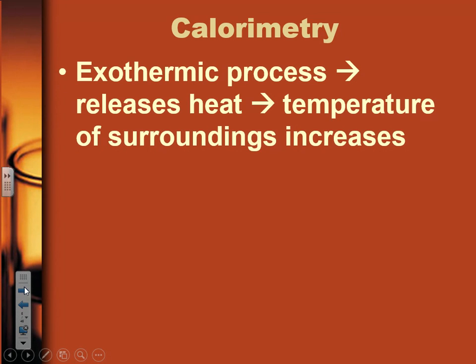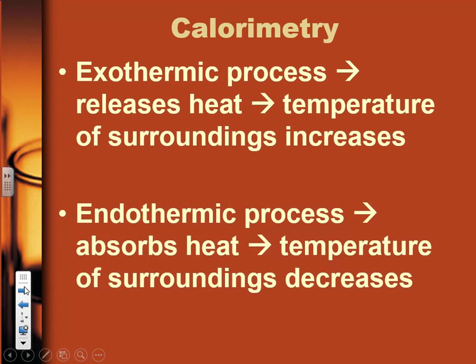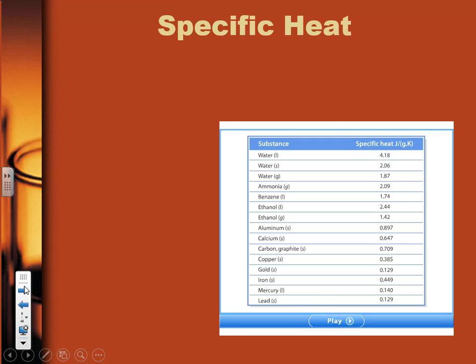Okay, terms you've probably heard before in previous science classes are endothermic and exothermic. An exothermic process releases heat, so the temperature of the surroundings increases. In an endothermic process, heat is absorbed, so the temperature of the surroundings decreases. We usually identify what our system is and what the surroundings are in a thermodynamic problem. We'll get more into endothermic and exothermic in the second lesson.